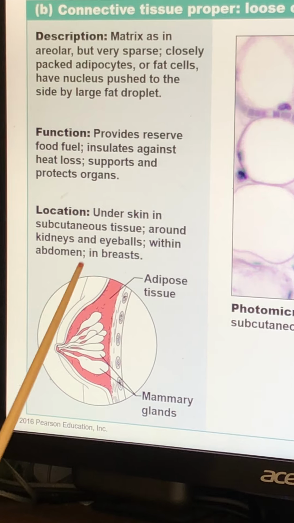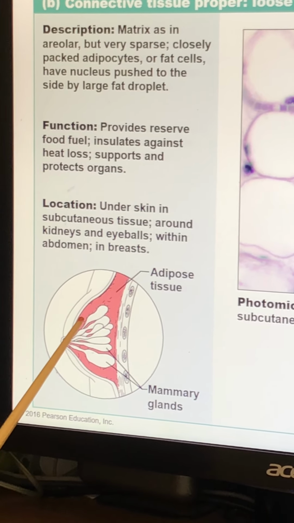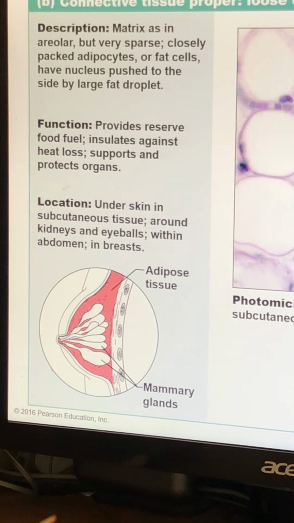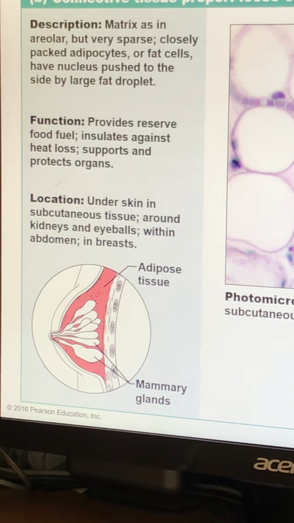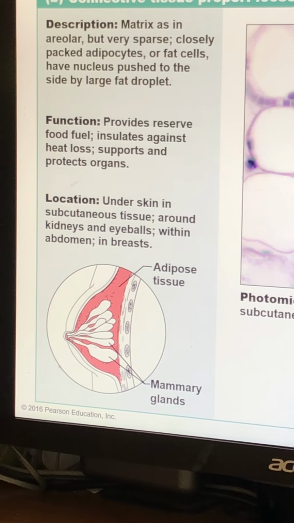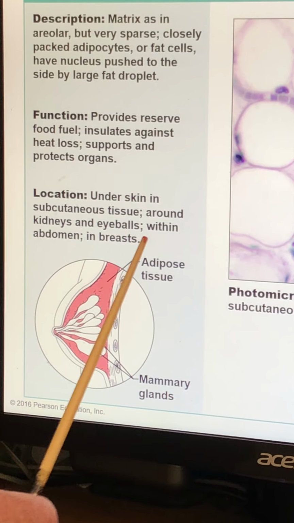Breast tissue, for the most part, is mostly made of adipose connective tissue. There are some glands in there that are called mammary glands that are not going to be made of adipose, but under certain circumstances, they will create milk for a newborn. And of course, within the abdomen.